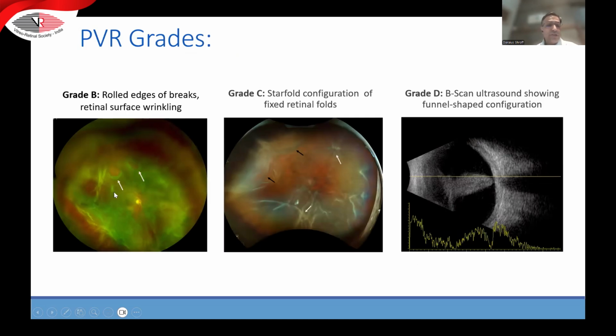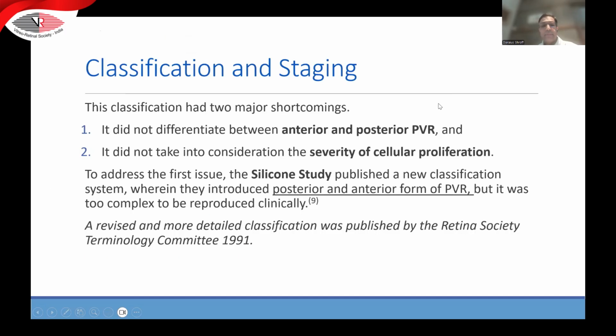So let's see some pictures. You can see the rolled edges of the break and retinal wrinkling in stage B in this picture. In the center, you have star fold configuration of the fixed retinal folds in stage C. And now in this picture, you can see the funnel shaped, closed funnel configuration in grade D.